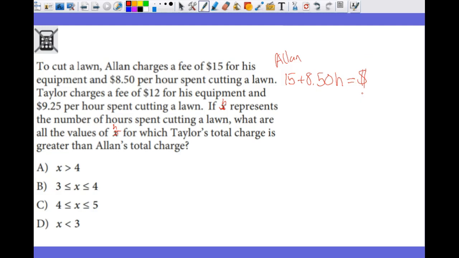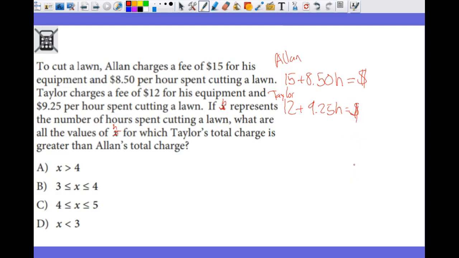Taylor charges a fee of $12 for his equipment. $12 for, and this is Taylor, plus $9.25 an hour. And that's equal to his payment model.